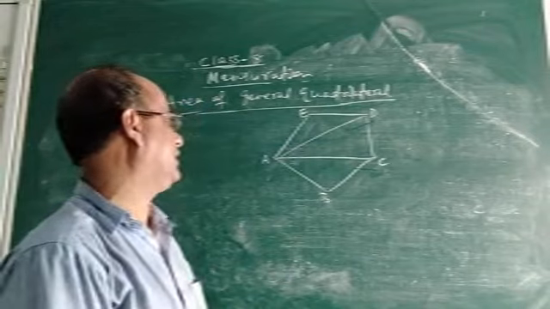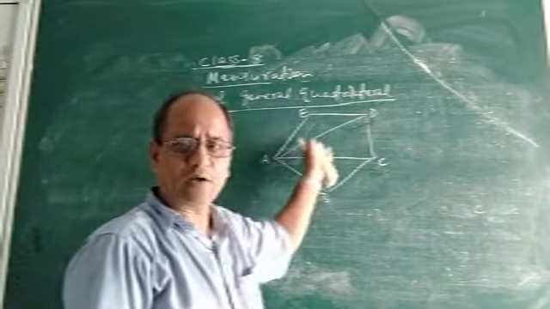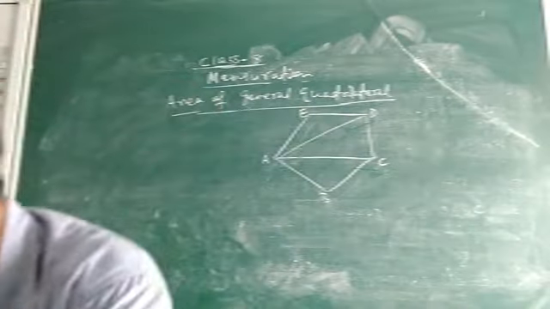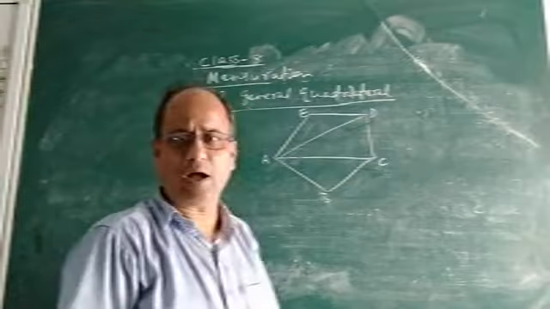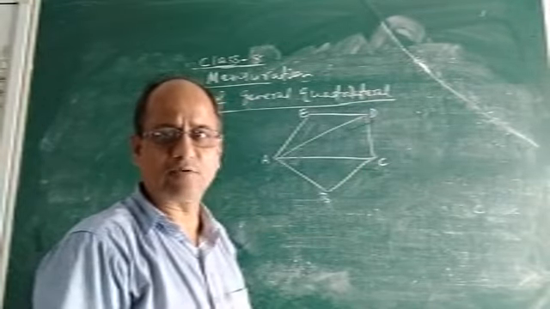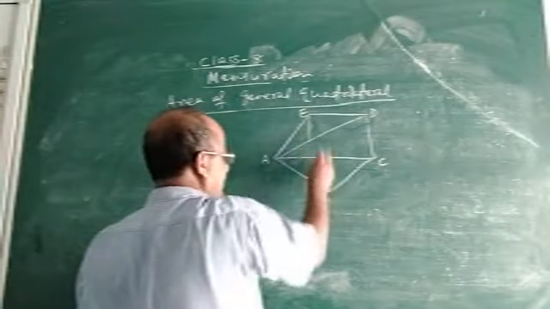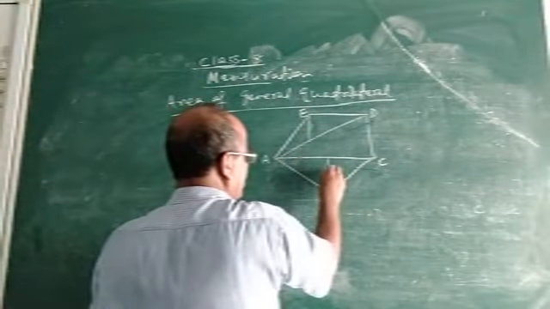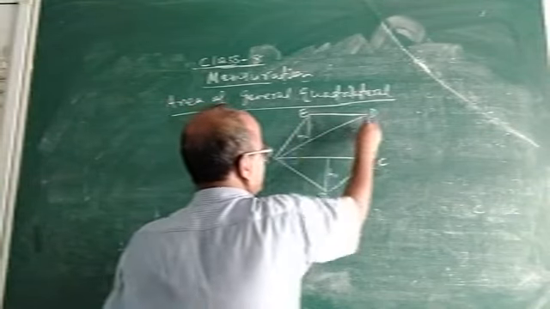Okay. Now see, what happened? By joining two diagonals, the total pentagon has been divided into how many triangles? 3 triangles, which are nothing but plane figures. Now see, suppose the lengths of the altitudes are given. This is H1, this is H2, this is H3.